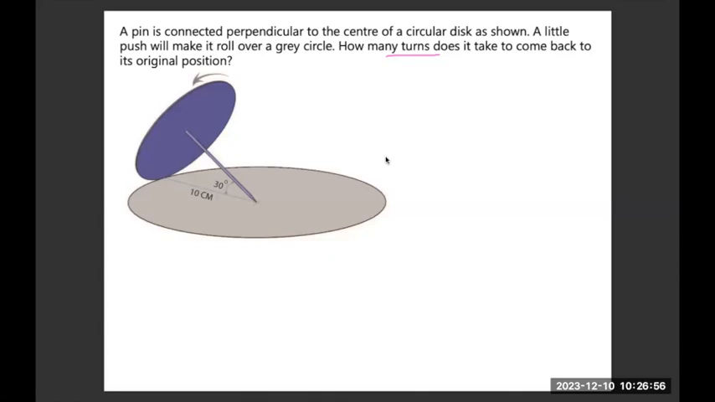Guys, it's actually very simple. Try gauging the circumference of both. In this case, you just have to find the circumference of the purple one. The circumference of the gray is easy. For the circumference of the purple one, you will be using the sine theta method.